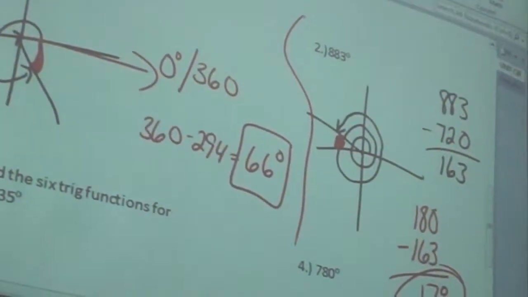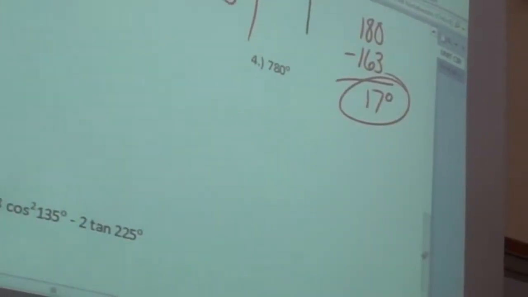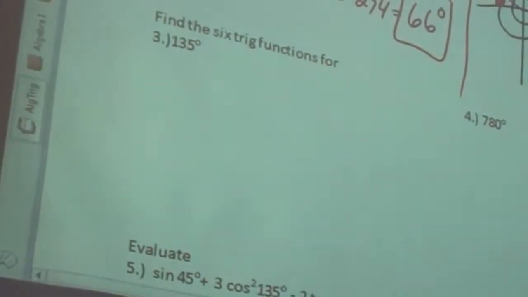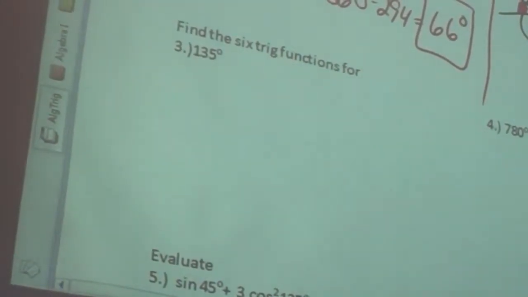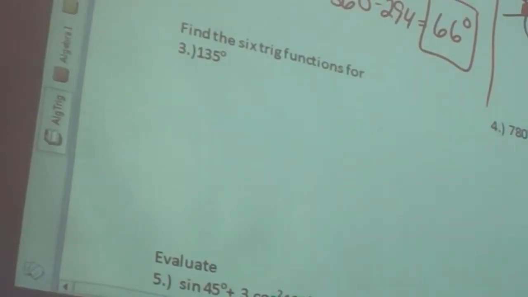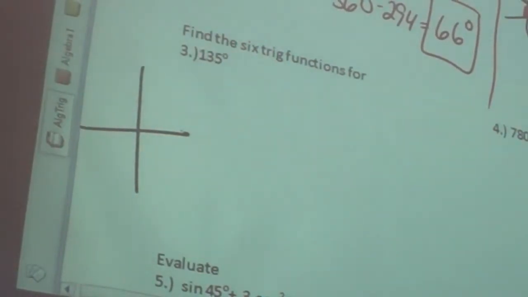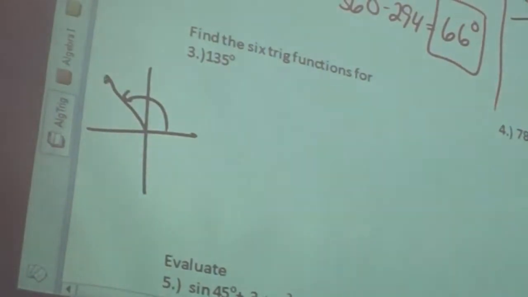Let's go back to that unit circle. You need to find the 6 trig functions for 135. Now, how do you do this without your unit circle? Well, you know 135 is a special angle. It belongs to a unit circle. We know it's in the second quadrant. We know it has a reference of 45 degrees.